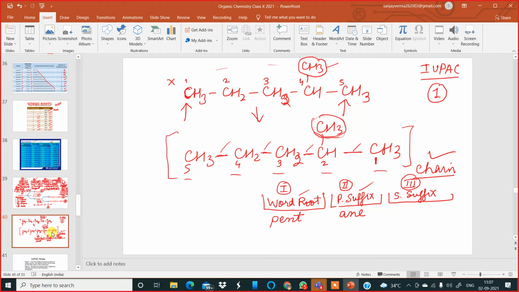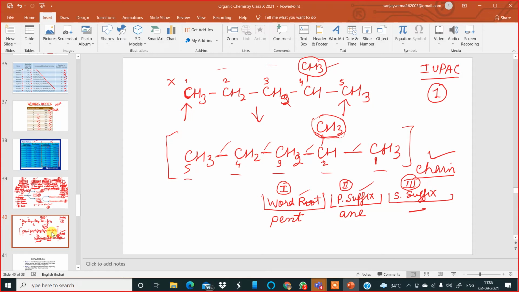Is there any functional group? No, sir. There is no functional group. There is no alcohol, no aldehyde, no ketone, no carboxylic acid, no amide. Nothing. No functional group is there. So this is left empty. We don't write anything. There is no secondary suffix because there is no functional group.